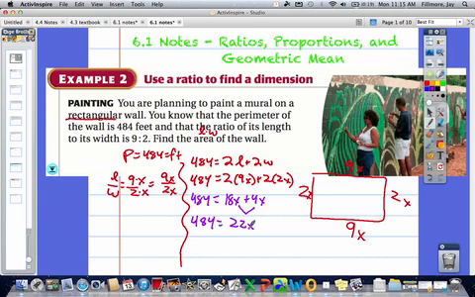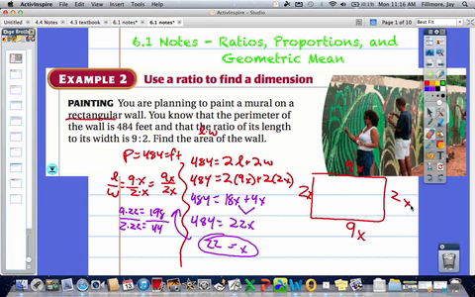And then from here, if I divide both sides of my equation by 22, I end up with x actually equaling 22. So there's my x. So to solve for my original length and my original width, I'm going to plug x back in. Well, 9 times 22 will give me my original length. 2 times 22 will give me my original width. So in this case, if I multiply 9 times 22, I end up with 198 for my length and 44 for my width.